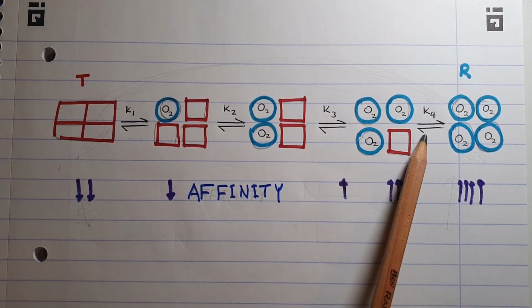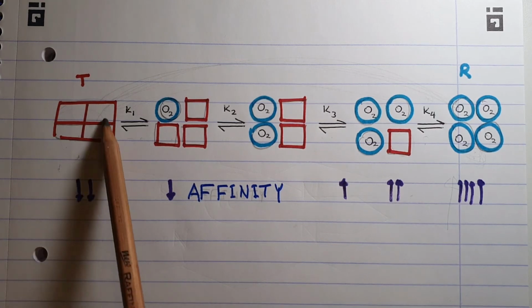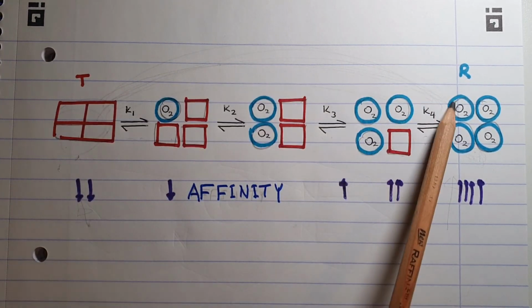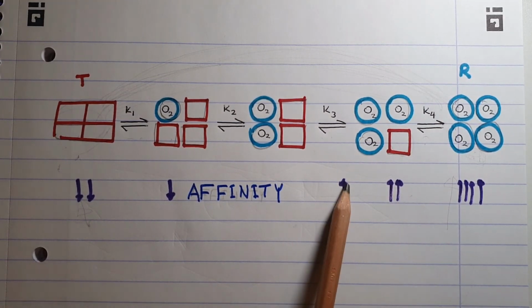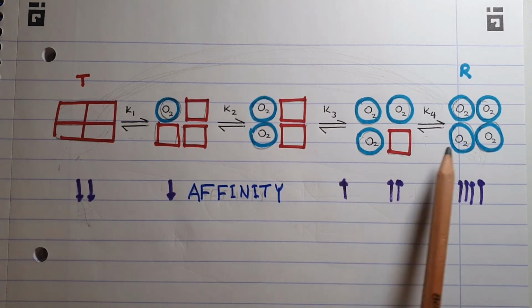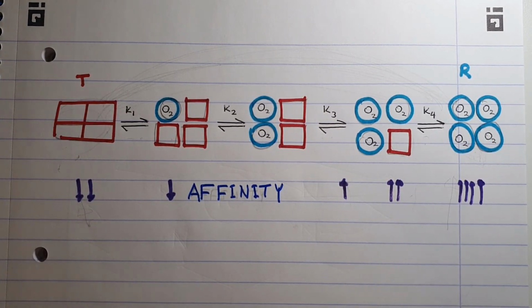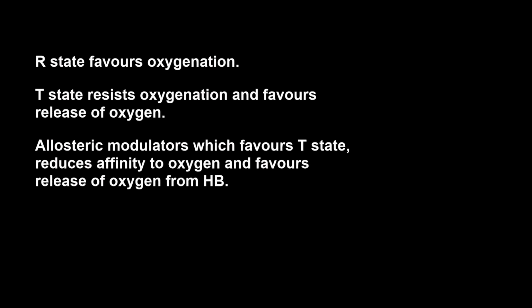It could be sequential conformational changes with allosteric modulation, or a concerted reaction where the R and T states flip over to the other rapidly. This increased affinity of hemoglobin to oxygen upon binding of oxygen is known as cooperative binding. The R state of hemoglobin favors oxygenation, whereas the T state resists oxygenation, or in other words, the T state favors release of oxygen. Allosteric modulators which favor the T state of hemoglobin reduce its affinity to oxygen and favor release of oxygen.